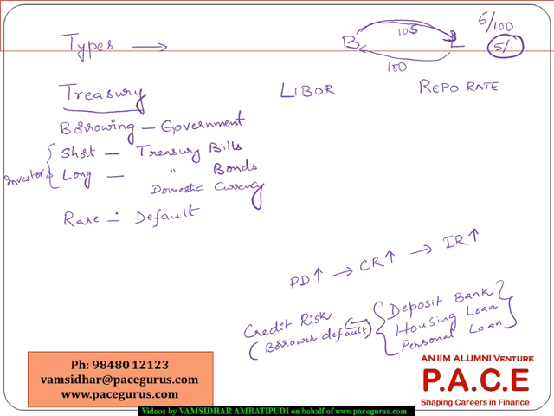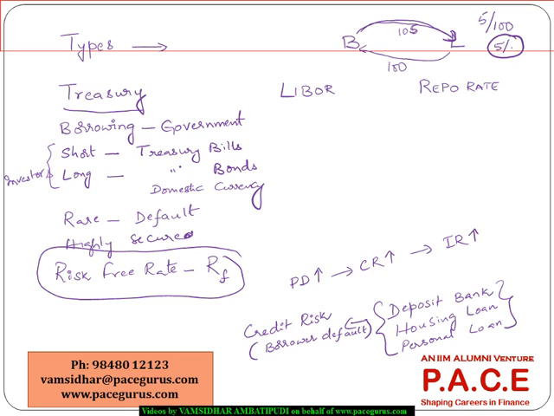Any borrowing done by the government is generally considered highly secure. It is very rare that the government is going to default, and that too in its own currency. That's the reason we use an alternative word for government rates, called the risk-free rate. We see this concept at a lot of places, sometimes denoted as RF. For all valuation purposes, we will be using the risk-free rate, which is nothing but the rate that is associated with the government's borrowings.